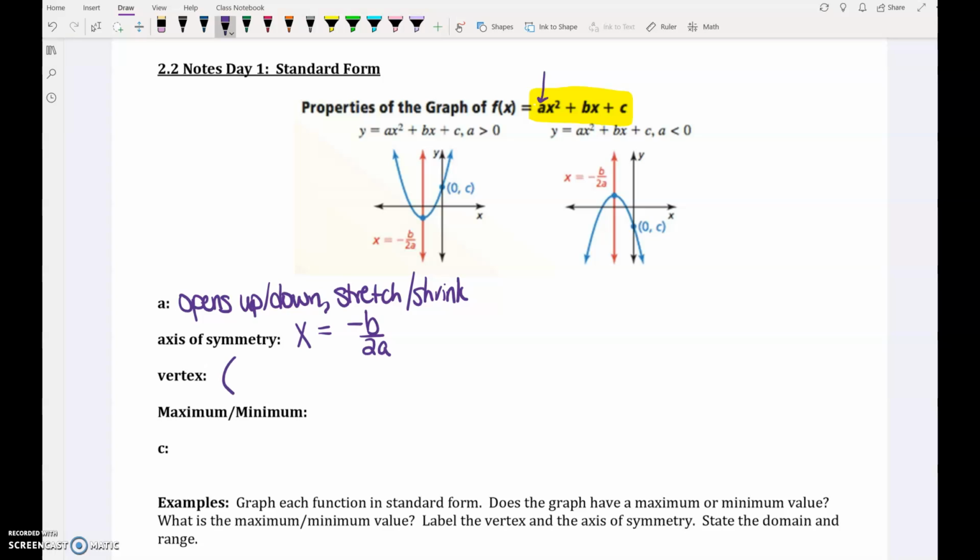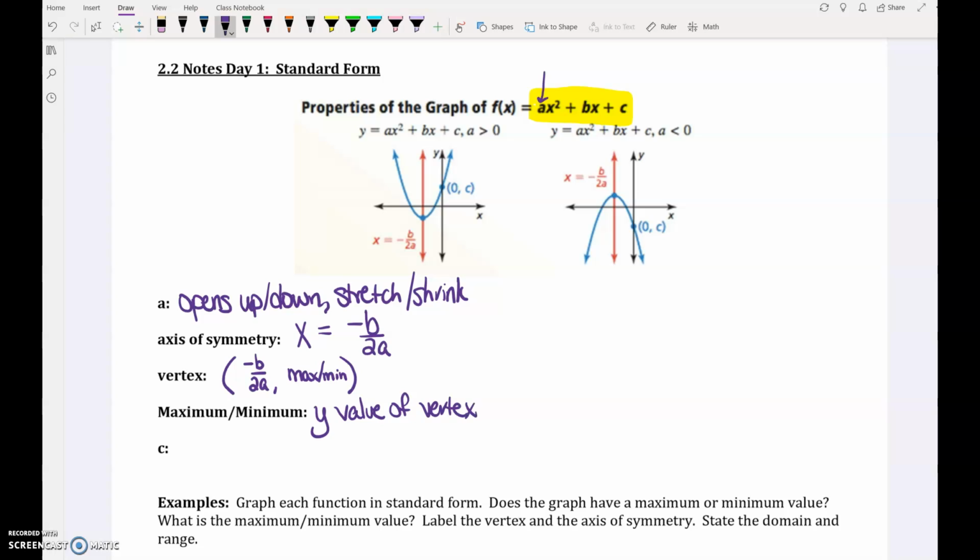The vertex is on the symmetry line. So the x coordinate of the vertex would be the same as the axis of symmetry. So the first part of our vertex is the opposite of b over 2a. And then the second part of your vertex is your maximum or your minimum value. To get that number, you have to plug the axis of symmetry into the equation that you're given. The maximum or minimum is the y value of the vertex.